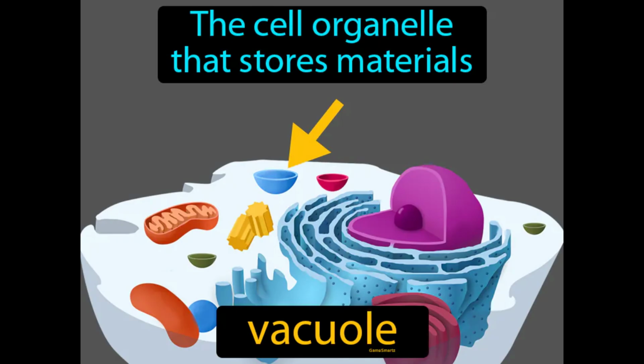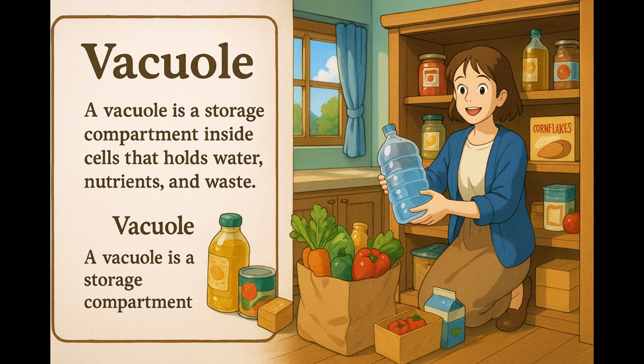The cell organelle that stores materials, vacuole. A vacuole is a storage compartment inside cells that holds water, nutrients, and waste. Imagine trying to find a place to store all the extra groceries you bought on sale. Just like you need a pantry to keep these items organized and accessible, a cell uses a vacuole to store materials such as nutrients, waste products, and other essential substances.